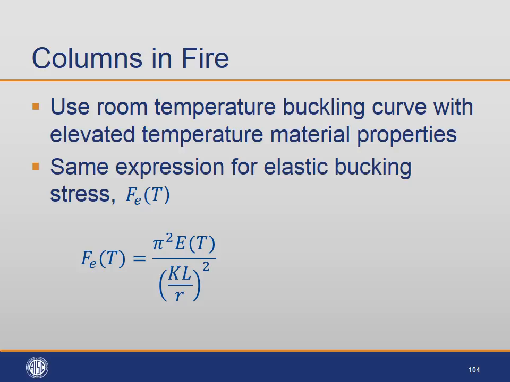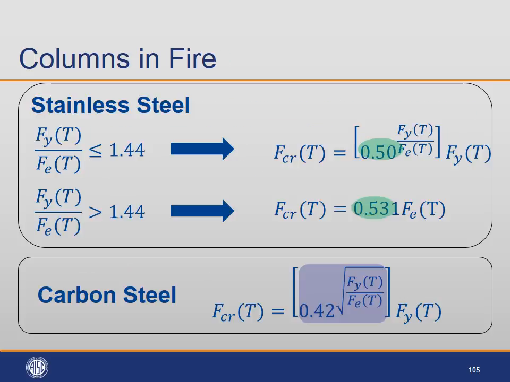So slide 97 just shows the difference between the stainless and the carbon steel design expressions for columns in fire. So for stainless steel, you're using the room temperature buckling curves, but they're modified to use the properties for strength and stiffness at elevated temperatures. Whereas for carbon steel, they have derived a specific fire buckling curve, which is given in Appendix C.